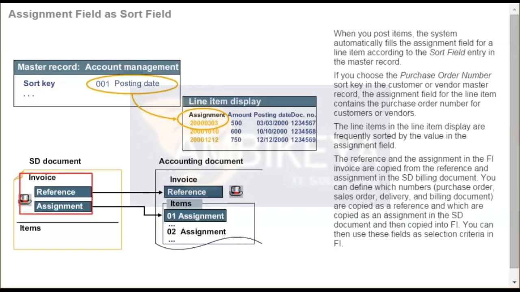When you post an invoice in Sales and Distribution or SD, an accounting document is created in FI. The accounting document has a document number that is usually not identical to the number of the invoice in SD. Using the reference and the assignment, you can find out the SD document on which the accounting document is based. The reference and the assignment in the FI invoice are copied from the reference and assignment in the SD billing document. You can define which numbers, such as purchase order, sales order, delivery, and billing document are copied as a reference and which are copied as an assignment in the SD document and then copied into FI. You can then use these fields as selection criteria in FI.